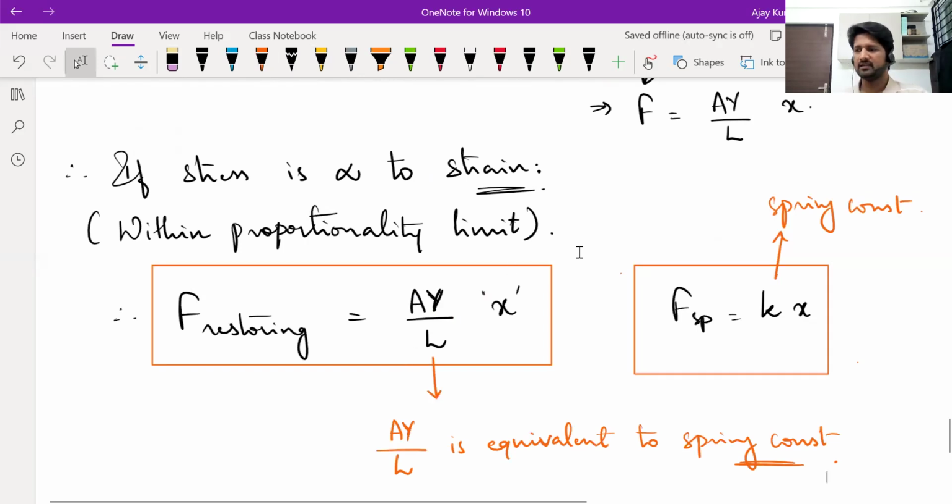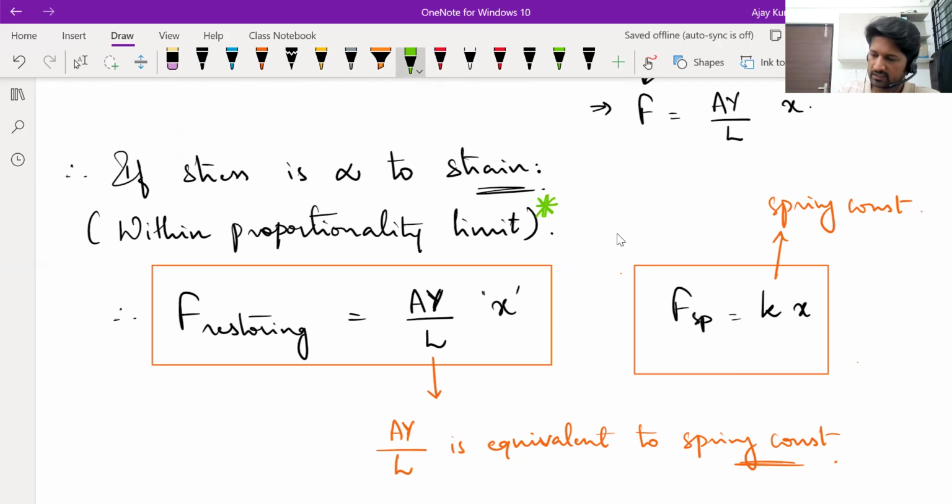So what this suggests is that a stretched wire, simply a wire, can be treated as a spring. You try to stretch it, it will elongate a little bit, but the internal forces will prevent elongation beyond a certain extent. So the force developed, the internal force developed is proportional to the elongation, just like in case of a spring. So remember, stretched wire behaves as a spring, but only within proportionality limit, only as long as the stress is proportional to strain. And what is the equivalent spring constant of a wire? It is AY by L. In place of spring constant, you can use this.